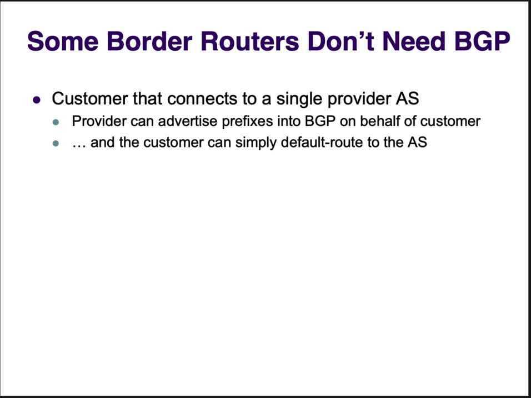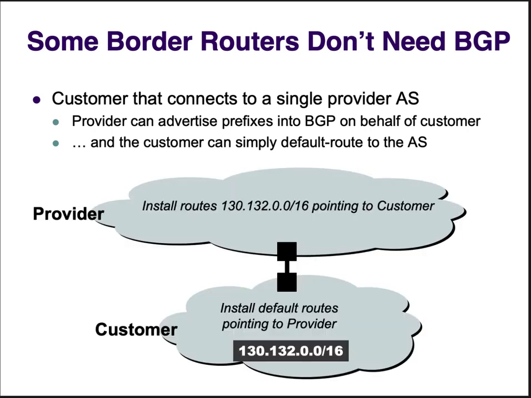And the customer is just simply going to have a default route that says, for all addresses not in my autonomous system, just go to my provider. Okay, so what that looks like is this example here. I have a provider and a customer.